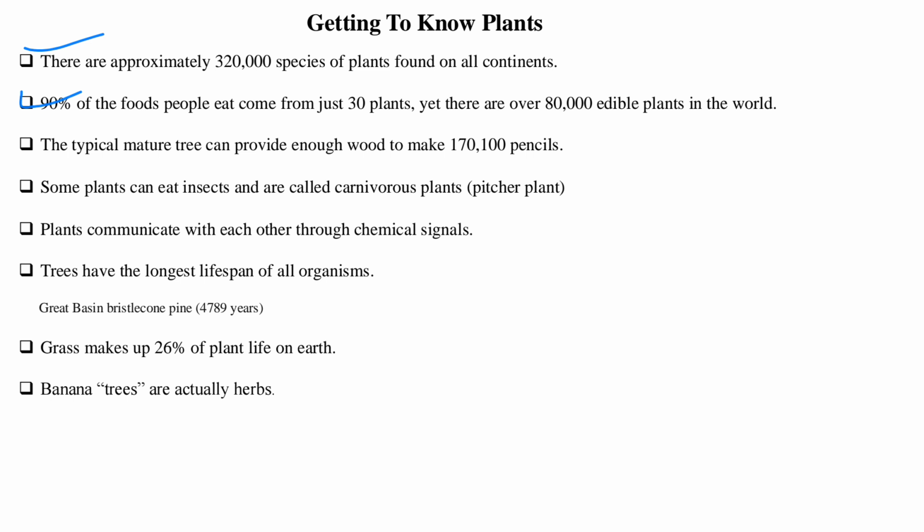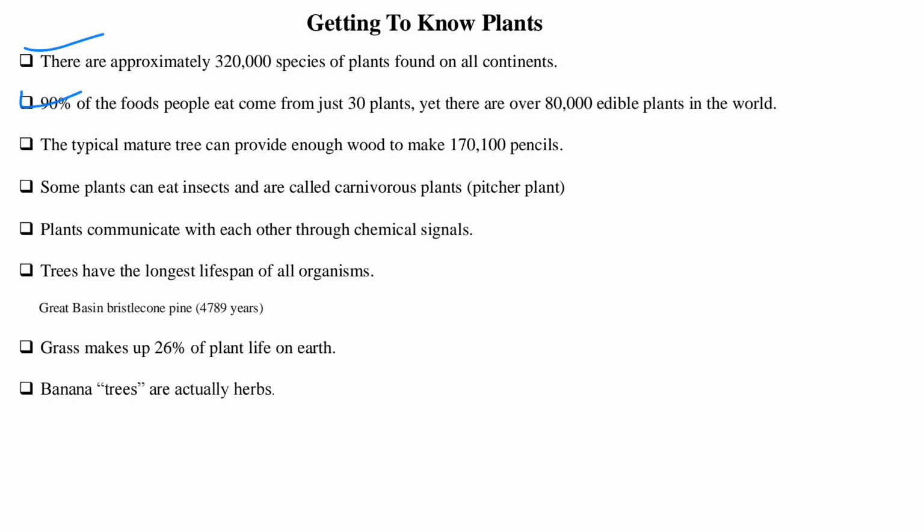So coming to the third important point, a typical mature tree can provide enough wood to make 170,100 pencils. That is, a mature big tree can provide enough wood by which we can manufacture 170,100 pencils. That is a huge amount.